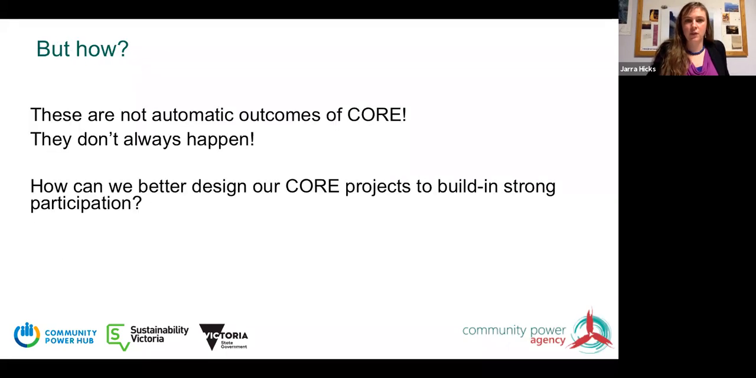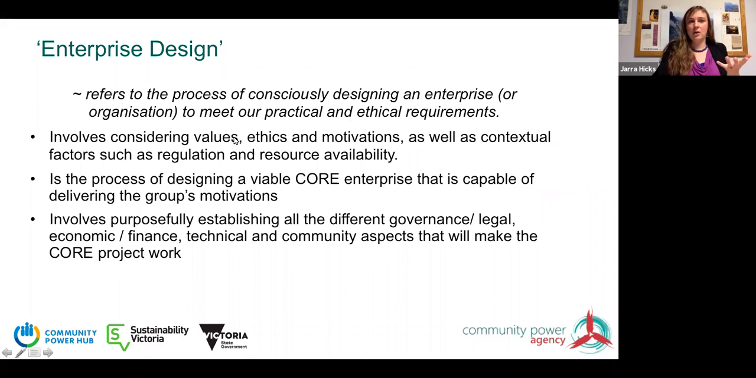So this week, of course, we're focused on how we design the economic aspects of our community-owned renewable energy projects. I'll quickly touch on what I mean by this concept of enterprise design. I think of enterprise design as the process of consciously designing our enterprise or our organisation or our business to meet our practical and ethical requirements. So we're thinking about what our objectives are, what our values are. We're feeding that into a design process to figure out the form and the shape and the detail of this project so that it can deliver on those motivations and values in real life.